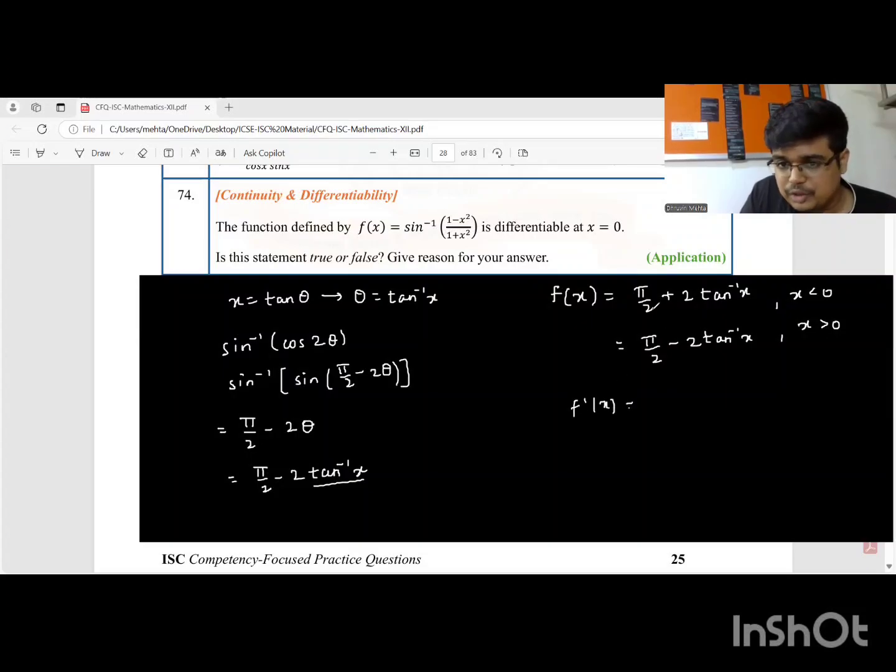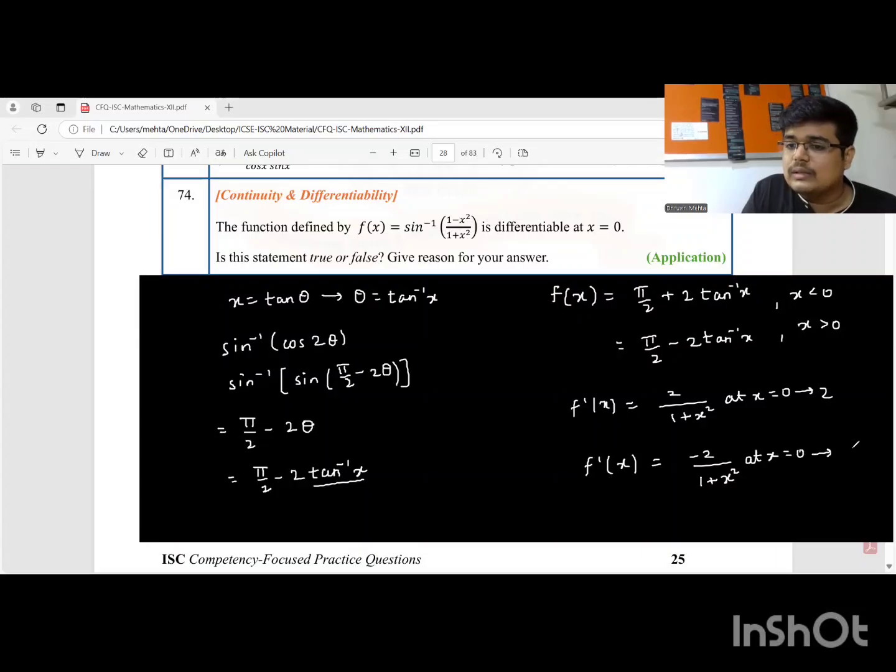Derivative of the first one is going to be 2 upon 1 plus x square. And when we substitute x as 0, this is going to be 2. So this is the left-hand derivative. When you take the derivative of the second function, it is minus 2 upon 1 plus x square. When you put x as 0 in this, we'll get minus 2. This is the right-hand derivative. Right-hand derivative is not equal to left-hand derivative, and therefore we can say it is not differentiable.